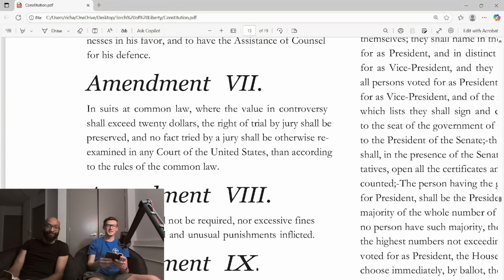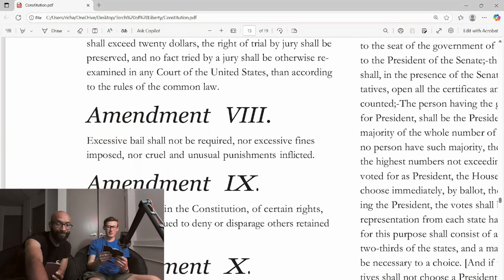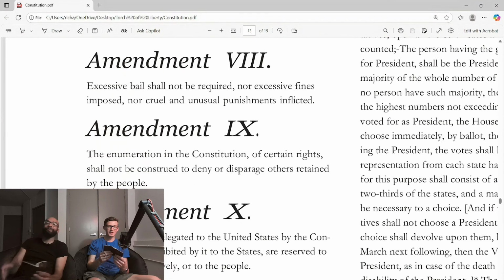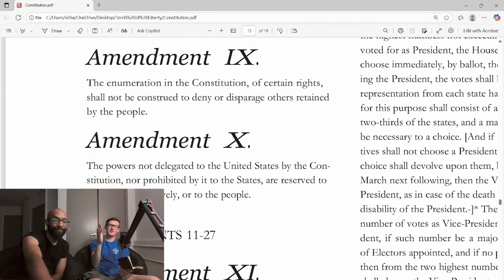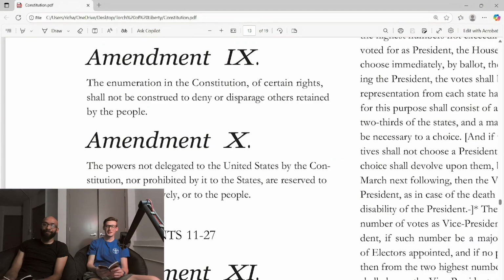Then you guys can see up there, number 8, excessive bail shall not be required, nor excessive fines imposed, nor cruel and unusual punishment inflicted. That's another one where everyone talks about torturing and stuff in prisons, and that's essentially war crimes, but that's for another topic or another day. All right.